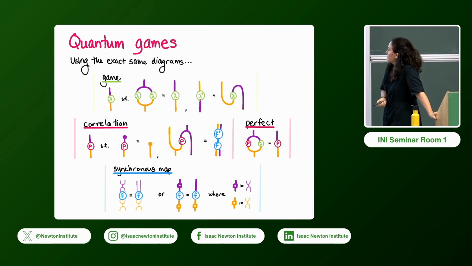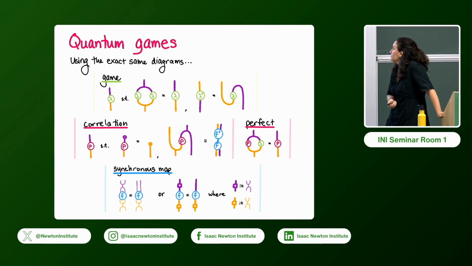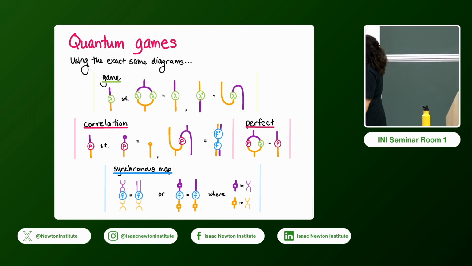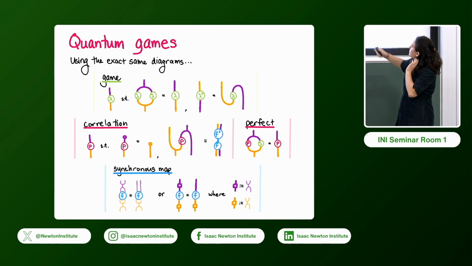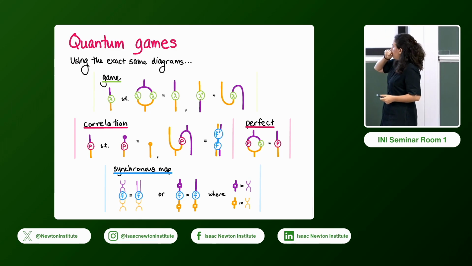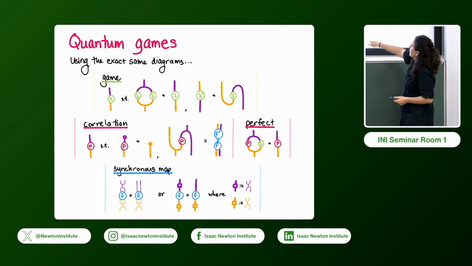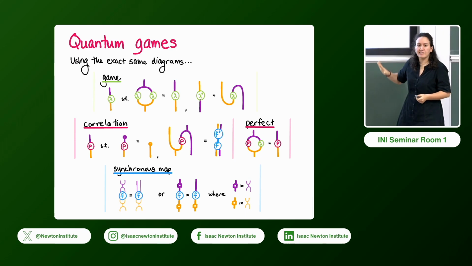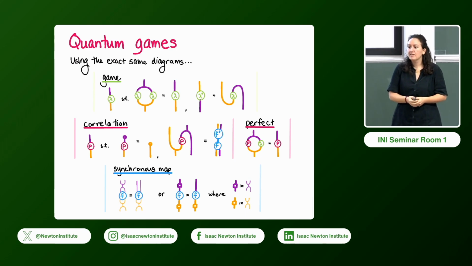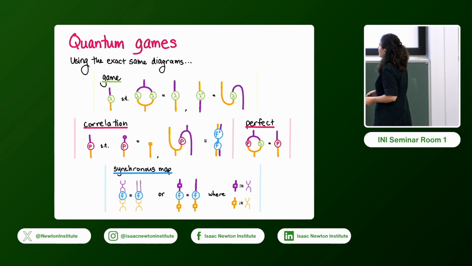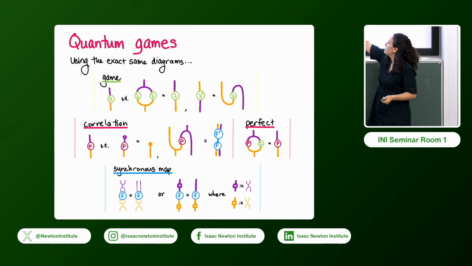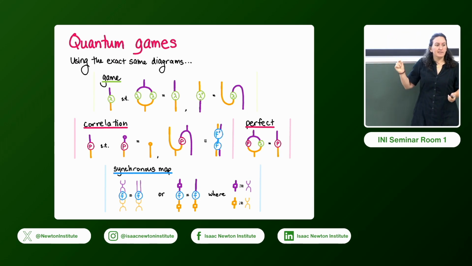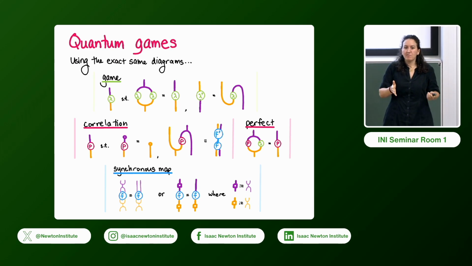So we can just keep our same diagrams, and we can just use these as our definitions for what it means to be a game, what it means to be a correlation, what it means to be perfect, what it means to be synchronous. So I think these other definitions, game, perfect, and synchronous, are not very well studied. There are several definitions that relate to synchronicity that I won't talk about. But correlations, however, are somewhat well agreed upon.